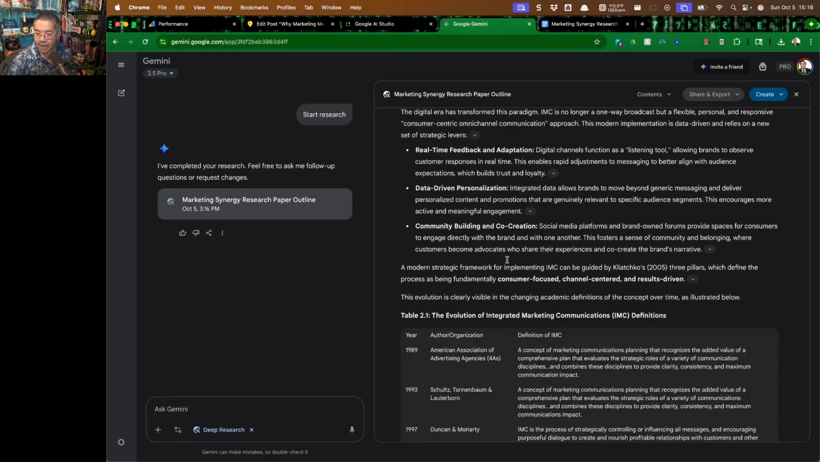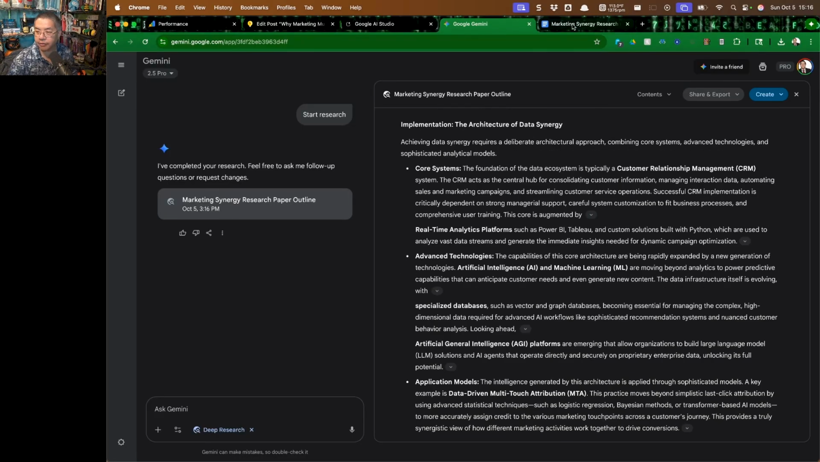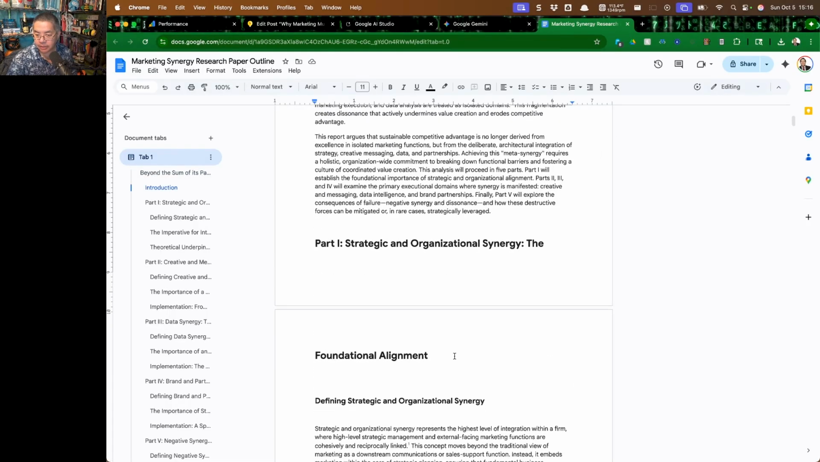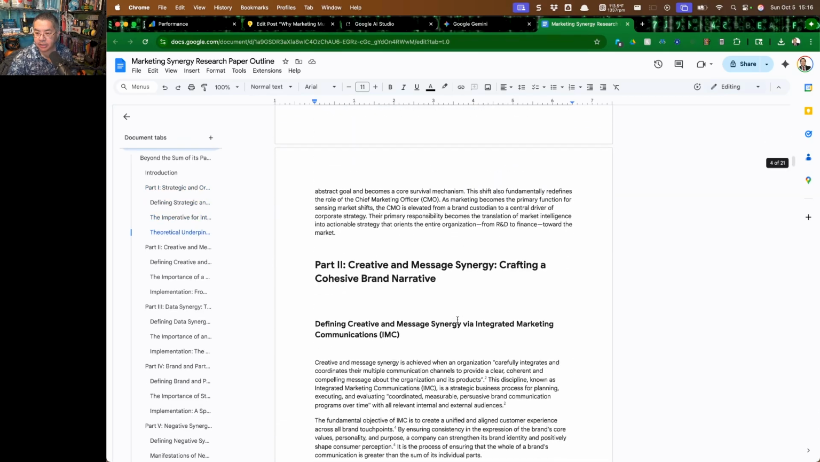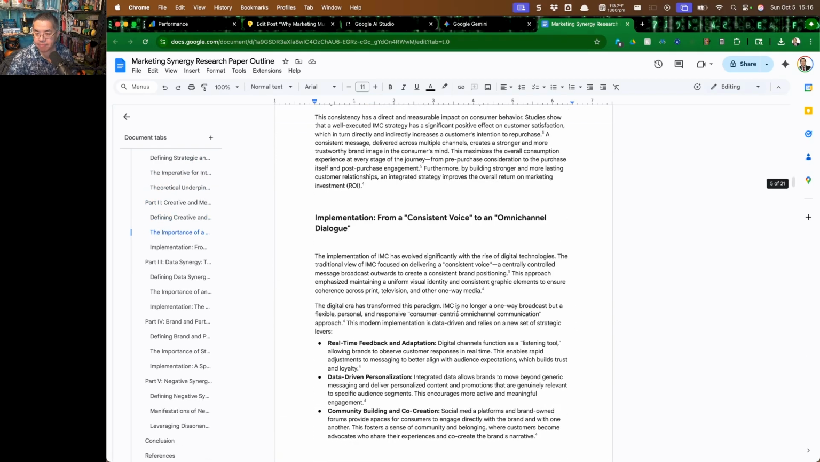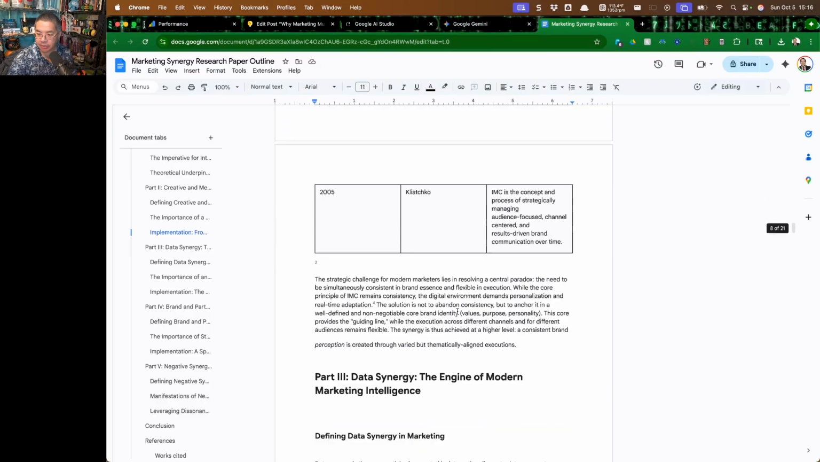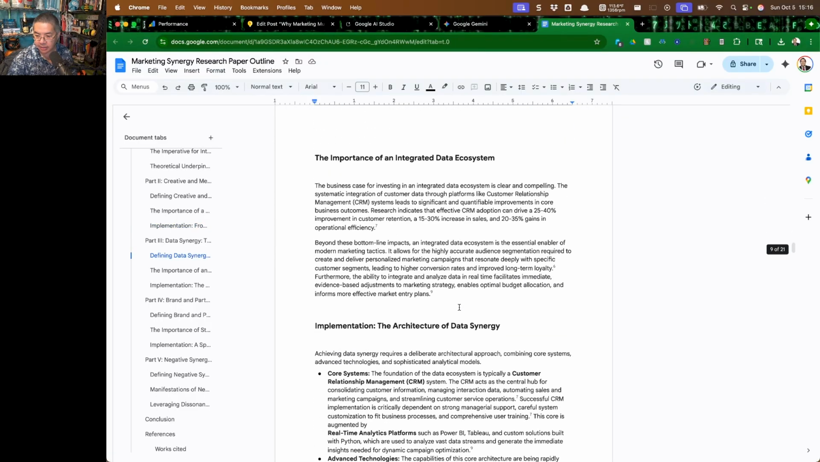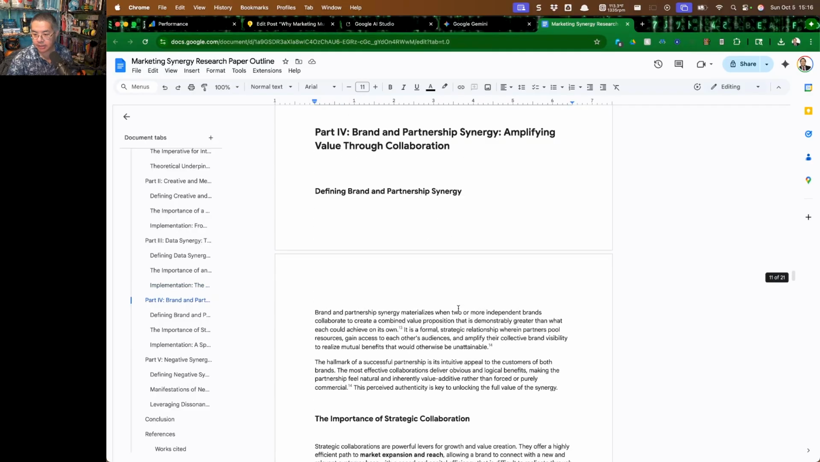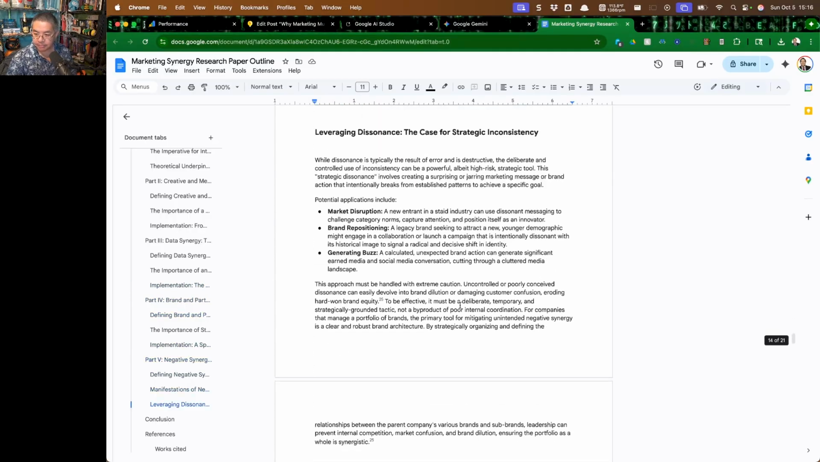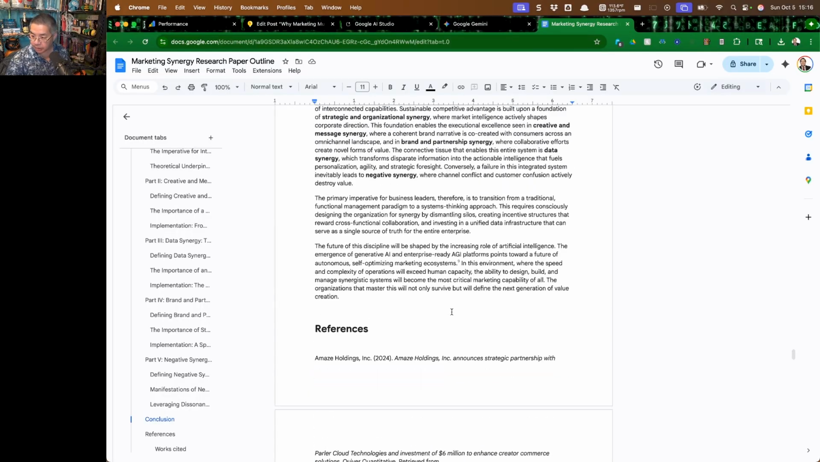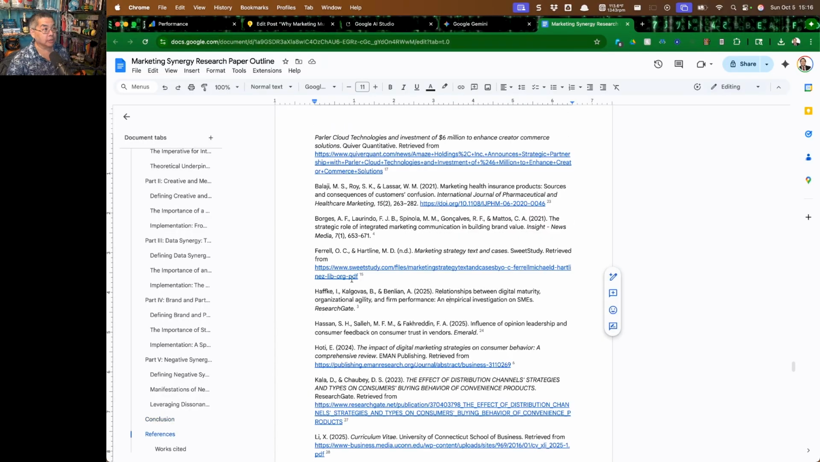Google Gemini has spit out its very, very long report about synergy: foundational alignment, defining it, theoretical underpinnings, creative message strategy and where it came from, data synergy, definitions and implementations. We have brand partnership, negative synergy. So we now have this 21-page report of what synergy is.